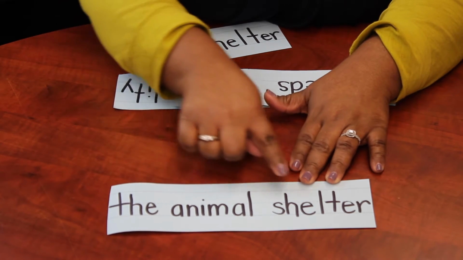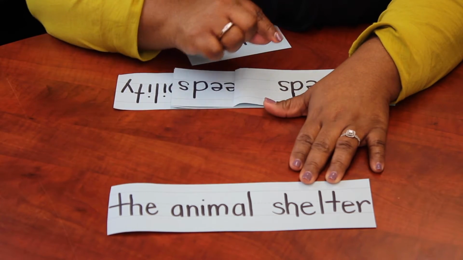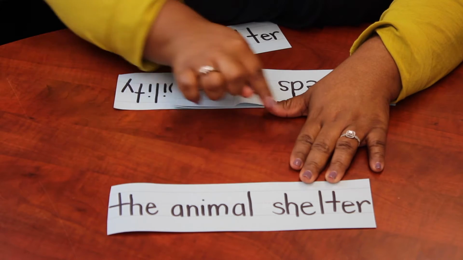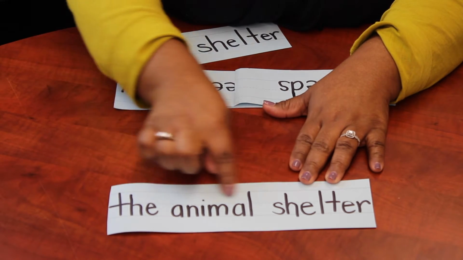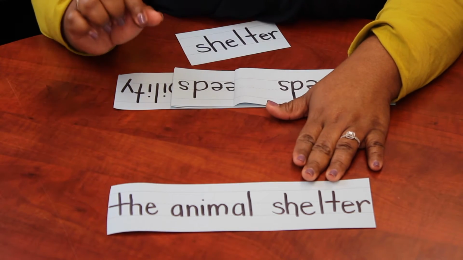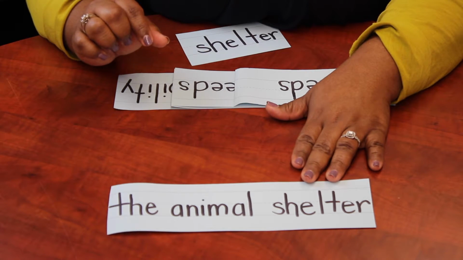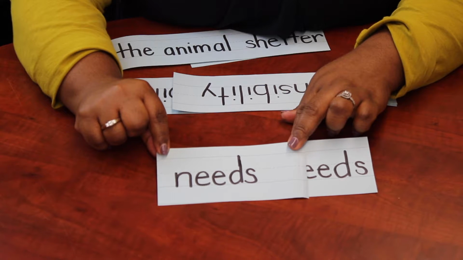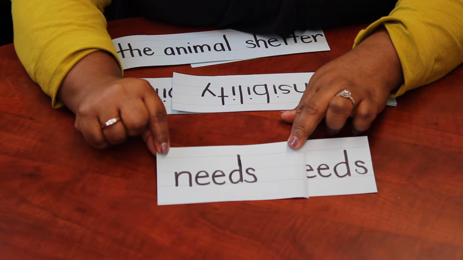The animal shelter. Repeat after me. The animal shelter. Let's read it again. The purpose of this is to help students build fluency. I will continue the same process for all vocabulary that I have selected for this text.